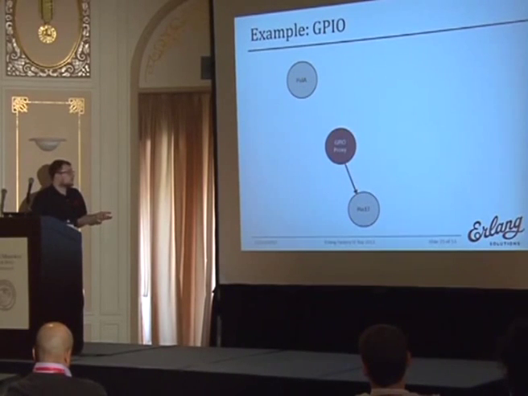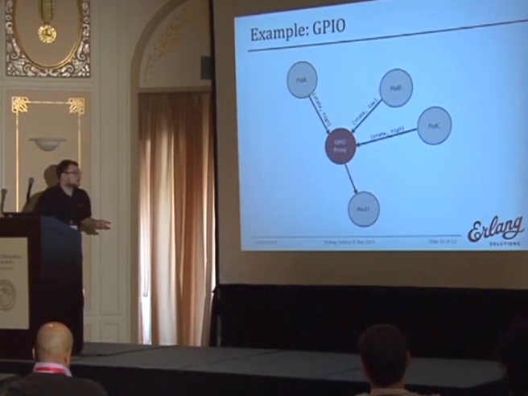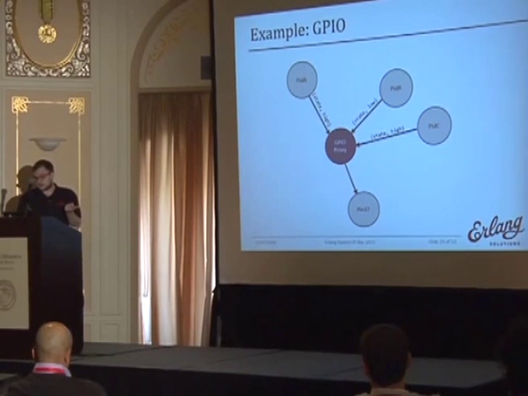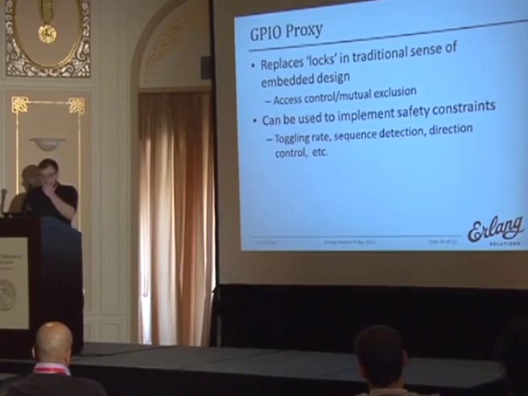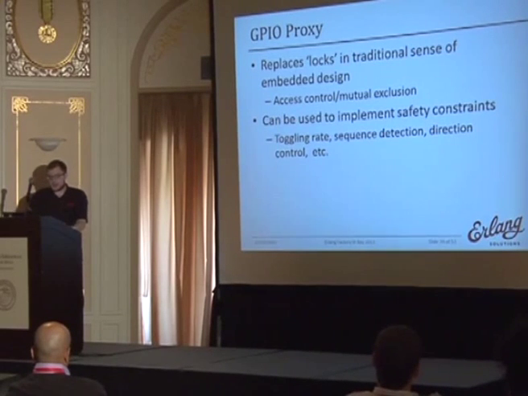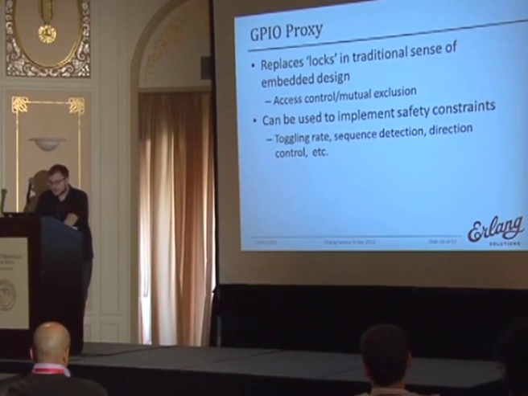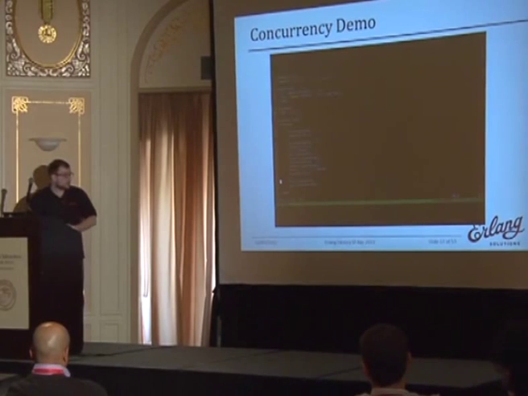So this is a very simple example, of course, but we can have a GPIO proxy that can prevent clashing pin states. And we can also implement all sorts of different things in it, like detecting the toggling rate, if it's dangerous, slowing it down, or generating an error condition. We can do sequence detection, and so on, utilizing the inbox that we have thanks to the actor model. Arguably, this is just a lock in the traditional sense of embedded design, but not quite, because you can do some pretty clever stuff with it as well. Now, we have a little demo.